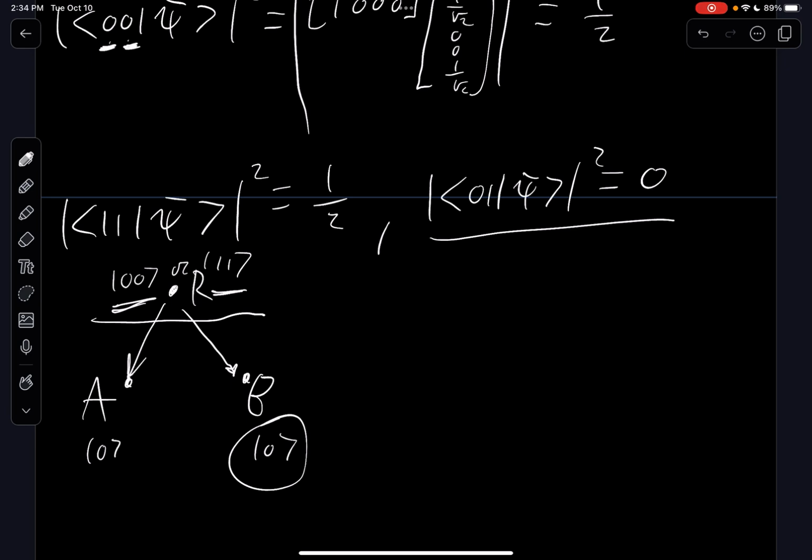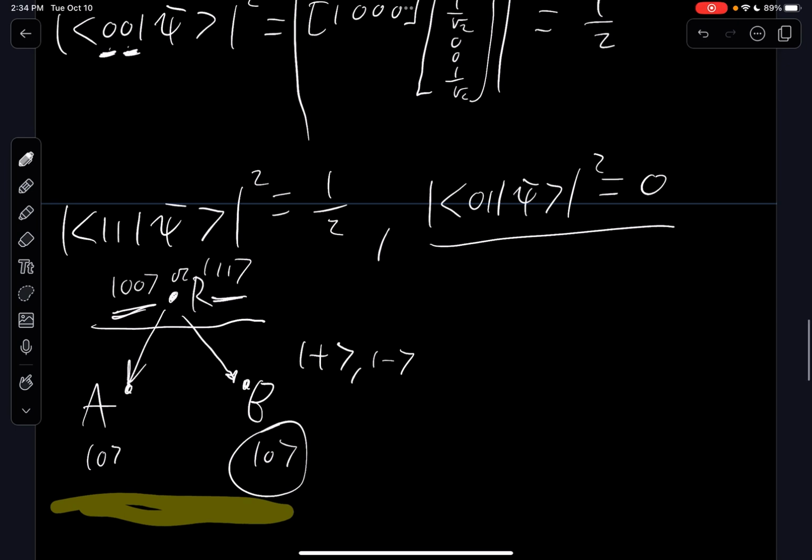Let's look at an explicit example. Let's go to this case here again. And instead of Bob measuring in the 0-1 basis, let's say he measures whether he has plus or minus. Well, you can check that his outcomes will then be completely random. That follows from the fact that this holds.